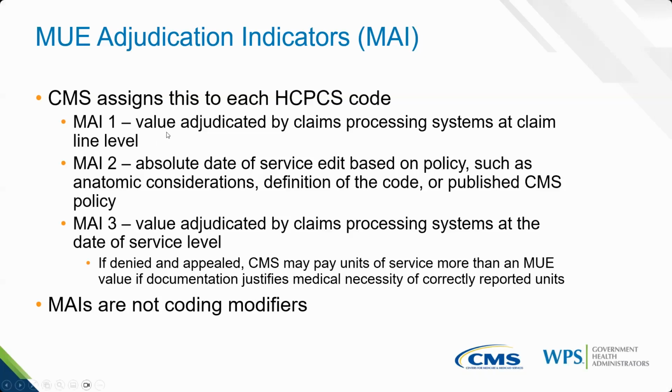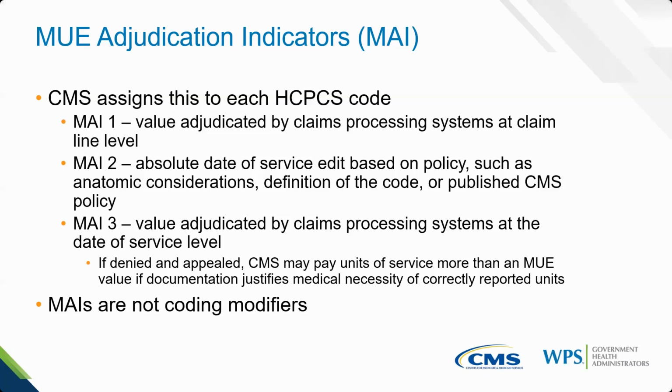So what this boils down to is if you're looking at column C on an MUE table and there's an MAI 2, that means there's an absolute date of service edit, and there's a reason for it. It's based on policy, anatomic considerations, definition of code, so on and so forth. That means that the Medicare claims processing system will absolutely not pay in excess of the MUE.